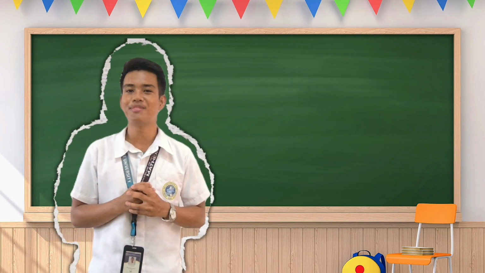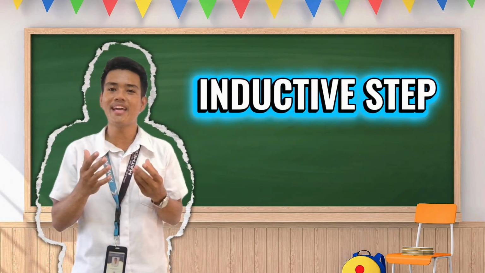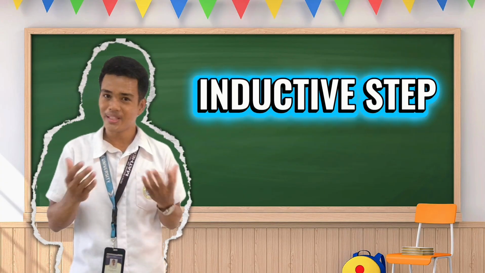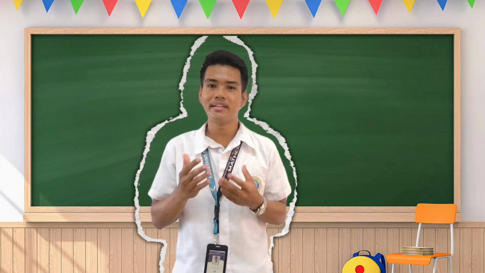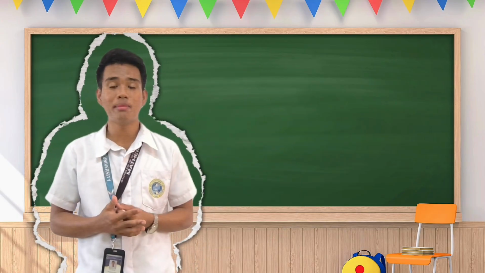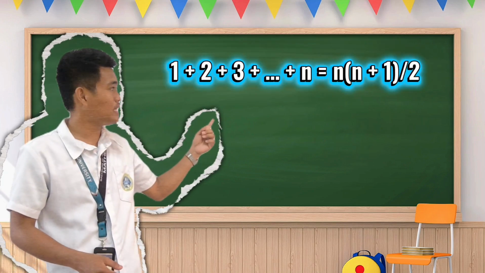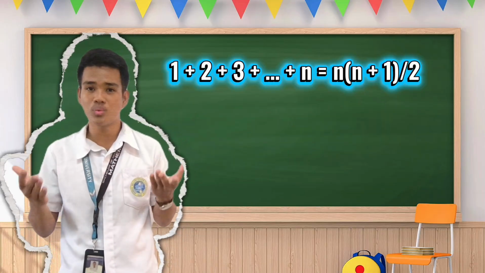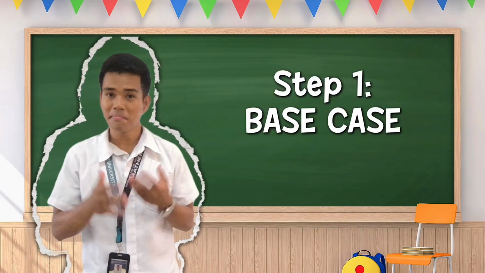The next step we have is the inductive step. We assume that it is true for n is equal to k, then prove it is true for n is equal to k plus 1. If both steps are satisfied, then the statement is true for all natural numbers. And now we have example number 1. Prove that 1 plus 2 plus 3 and so on plus n is equal to n times n plus 1 over 2. Now let's proceed to step 1, which is the base case.